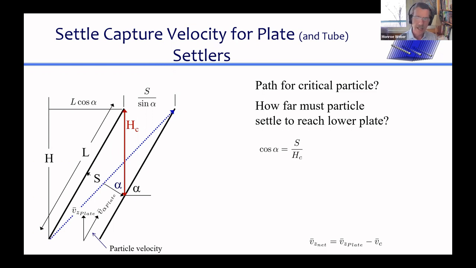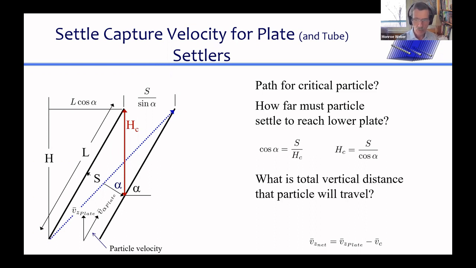So we can figure out what HC is. It's that vertical distance between the plates, S over cosine alpha. What's the total vertical distance that particle will travel? It actually travels distance h, right? During the time that the particle is traveling between these plates, it travels distance h, and that's equal to L sine alpha.